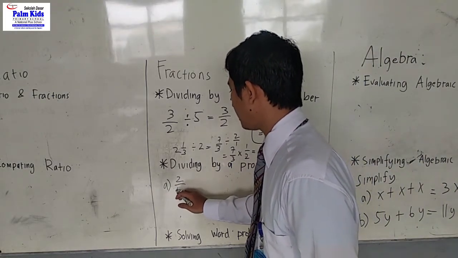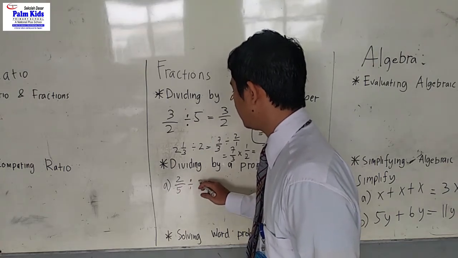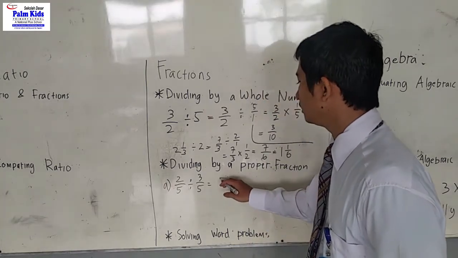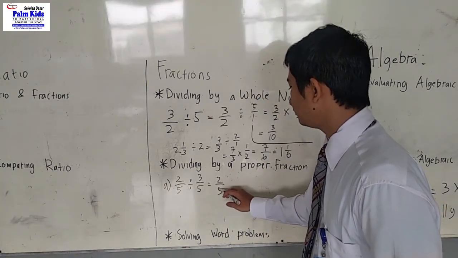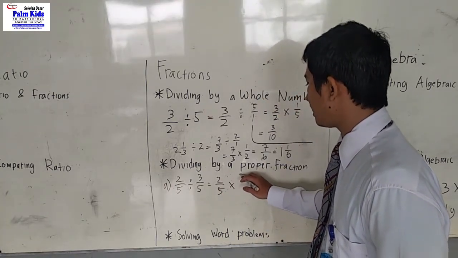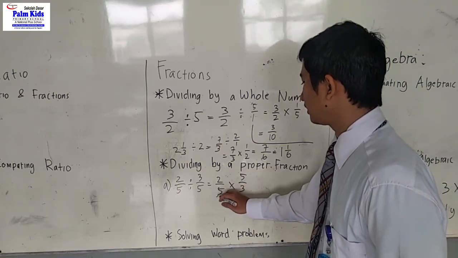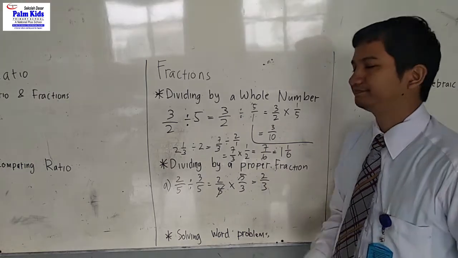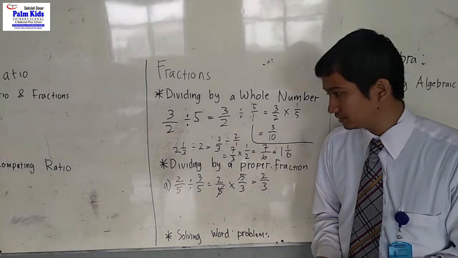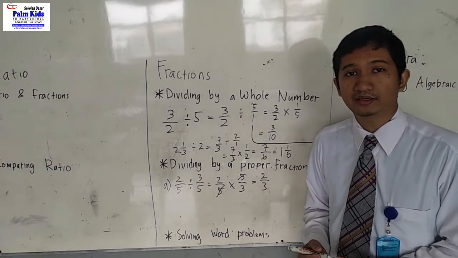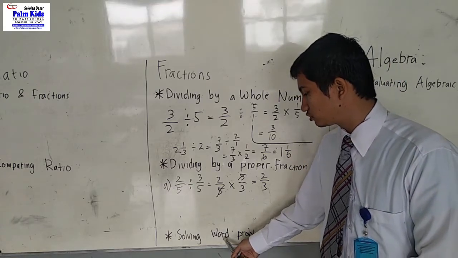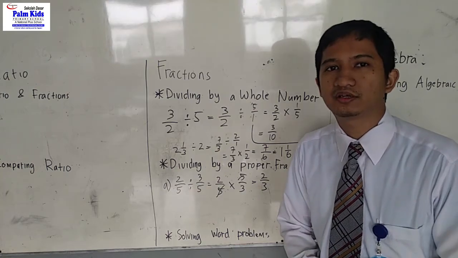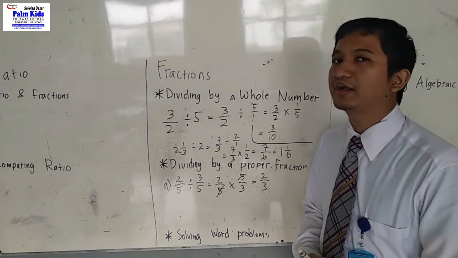2/5 divided by 3/5 equals to 2/5 multiplied by 5/3. I can cross this. So it becomes 2/3. Okay, class, that's all about fraction. Don't forget to read about solving word problems. Yeah? Because there will be one question in SI about fraction.